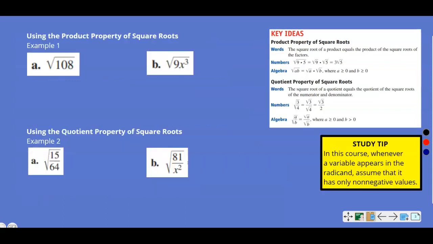All right, we're looking at example 1. It says using the product property of square roots. All right, so we have the square root of 108. So what you want to do is find the largest perfect square and then rewrite this as a product of two numbers. You can see here, I've got the properties listed for you, the square root of 9 times 5. So originally that would have been the square root of 45, but they rewrote it as 9 times 5. So let's look at perfect squares.